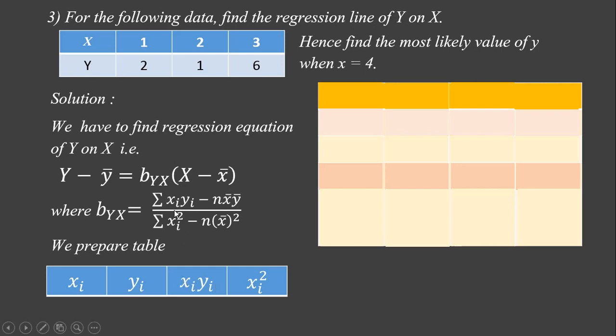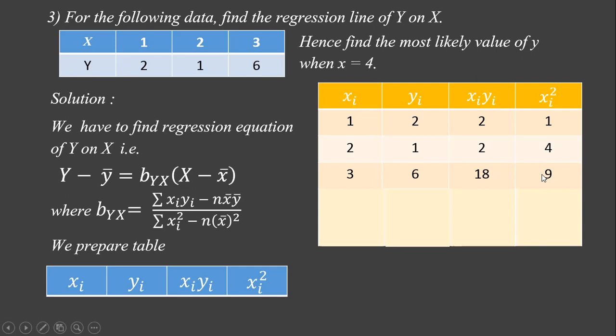So next column for xi yi. Again, in the denominator summation xi square is there, so we require a column for xi square. We prepare this table. Here first column for xi, then yi, then xi yi, then xi square. Values of xi which are given we write here: 1, 2, 3. Values of yi which are given we write here: 2, 1, 6. Now xi yi, this product: 1 into 2 is 2, 2 into 1 is 2, 3 into 6 is 18. Okay, now xi square, values of xi are here, we write their square: 1 square is 1, 2 square is 4, 3 square is 9.